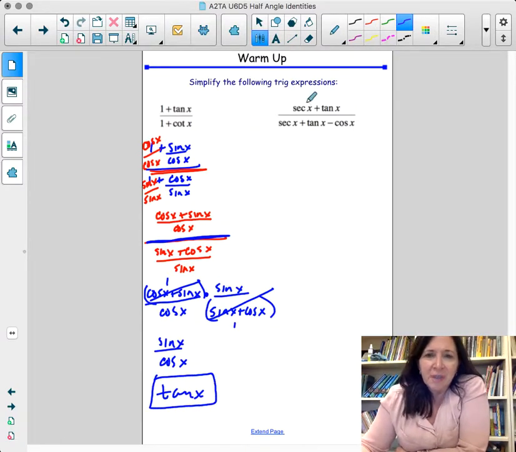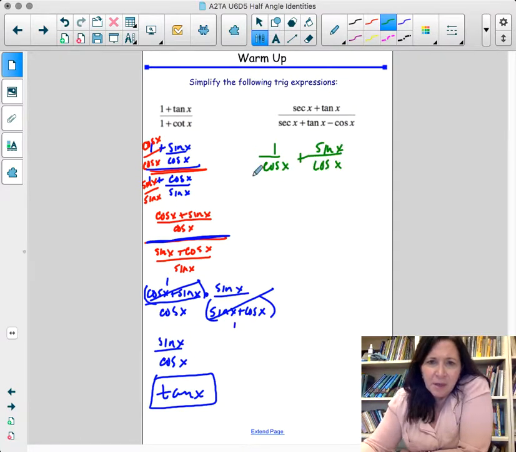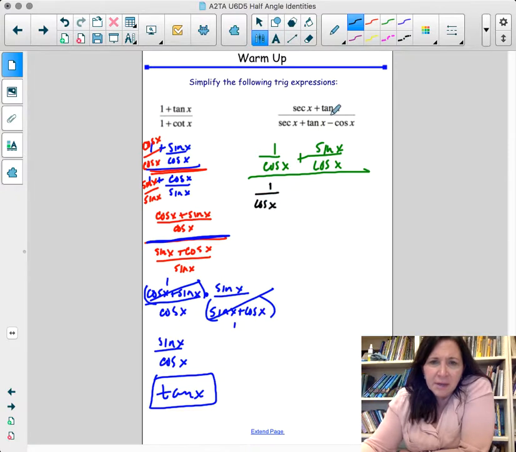So for this one right here, we're going to simplify that again into sines and cosines. And so this one right here is going to be 1 over cosine of x plus sine of x over cosine of x. So that's tangent divided by, and then these three things here. So we've got secant of x. Secant of x is 1 over cosine of x. Tangent is plus sine of x over cosine of x and minus cosine of x.